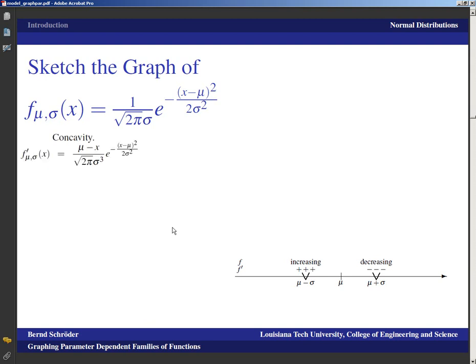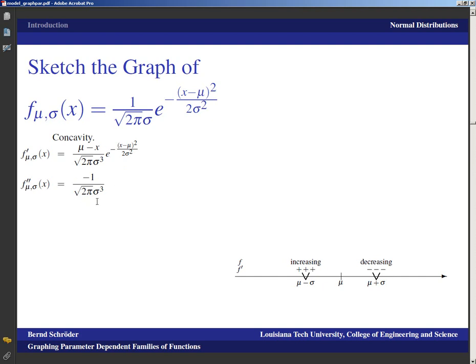Okay, for concavity, well, we need to get the second derivative, and that means we need to take the derivative of the first derivative. And the second derivative here now, let's see, how does that go? The denominator is constant, so that one we can probably just pull out or just copy down. And then the function is a product this time around. It's the product of mu minus x times this exponential. So by the product rule, we first take the derivative of the first times the second.